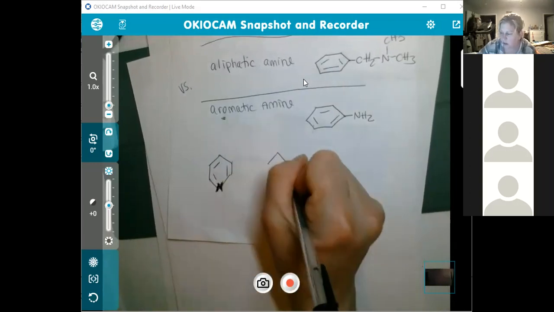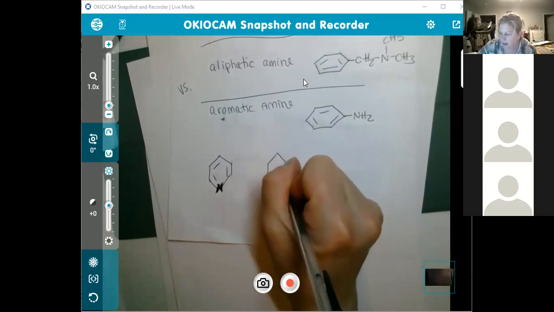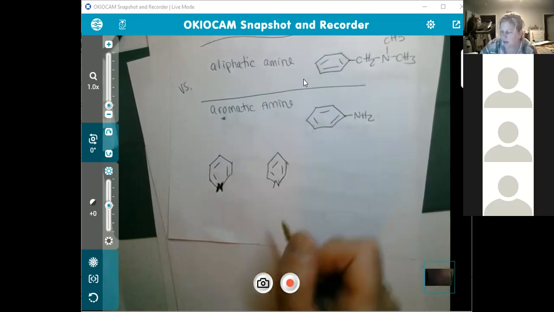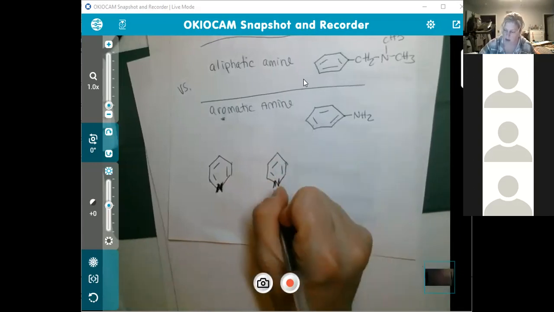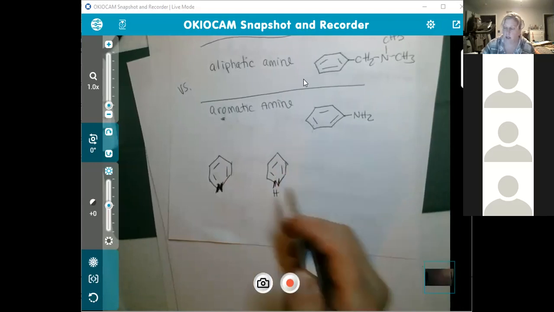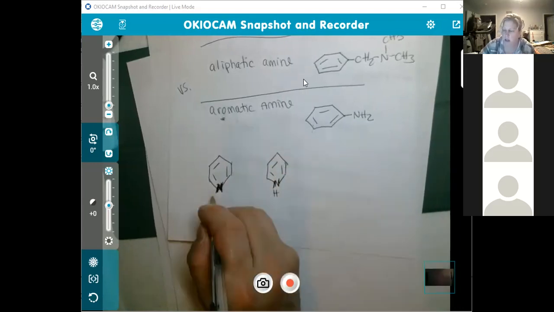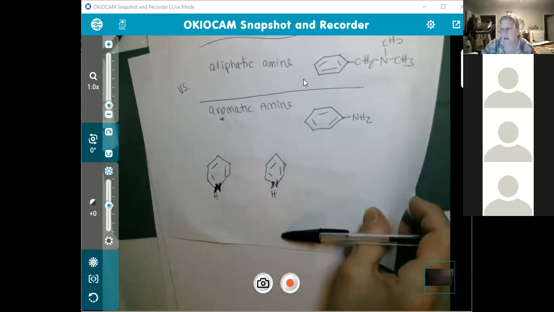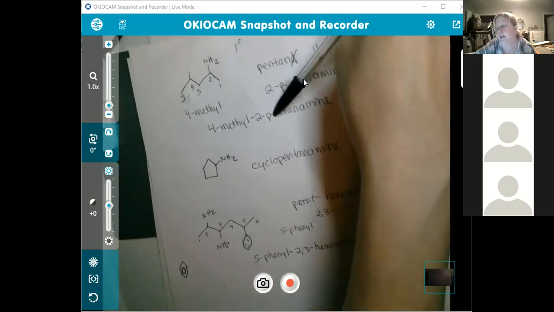So you might have a nitrogen. Wow, that didn't work. Hold on. That's better. Let me try to draw over it. So you might actually have a nitrogen within the ring, right? So this would be aromatic or aliphatic? Aromatic. Aromatic, okay?